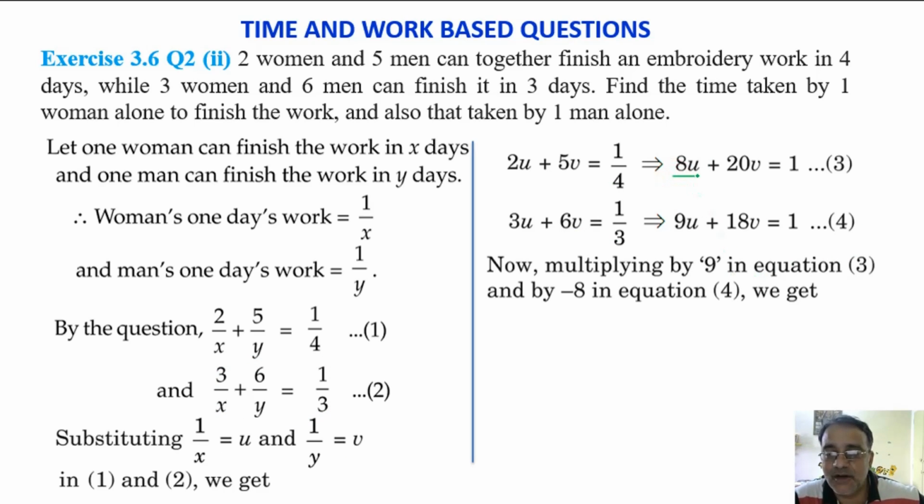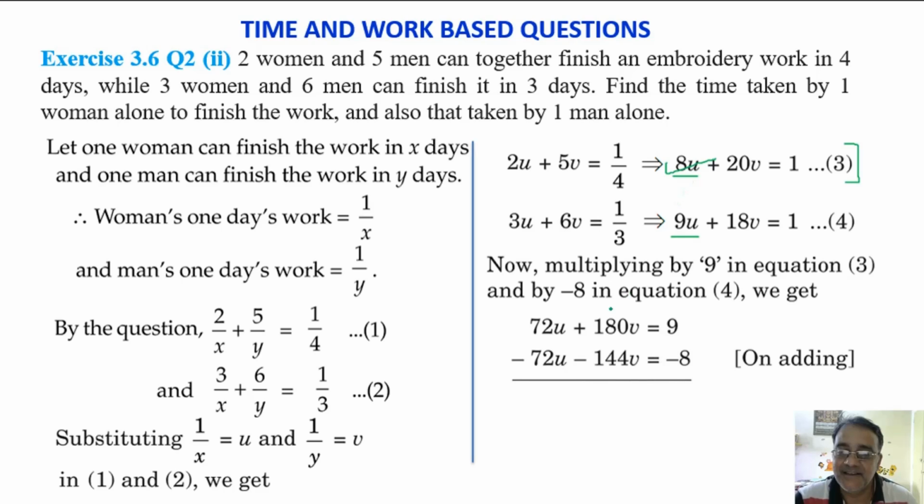Okay, fine. So first वाला ज़्यादा इजी है. इसको मैं 9 से इंटू कर रहा हूँ और इसको -8 से. Why -8? ये भी एक नया तरीका है, क्योंकि माइनस से इंटू करोगे तो ये सभी माइनस हो जाएगा और ऐड करना पड़ेगा. So this is one another method. If you multiply with 9, what you will get here? 72u plus 180v is equals to 9. If you multiply it with -8, -72u, -144v and -8. Now opposite sign is there, so you have to add.